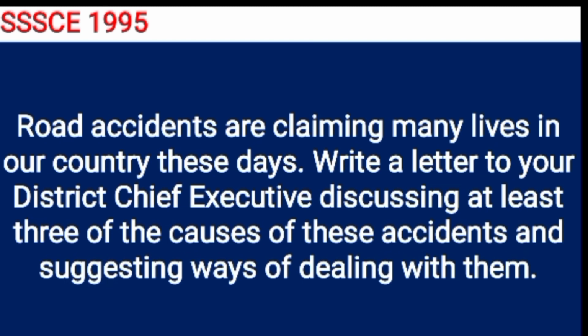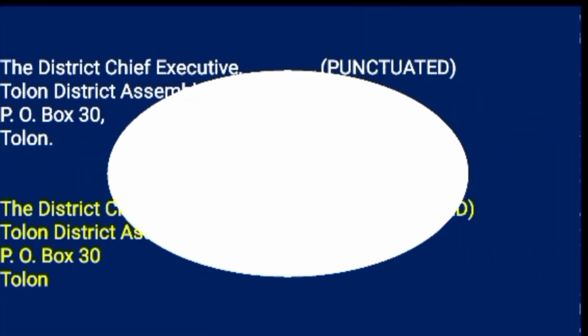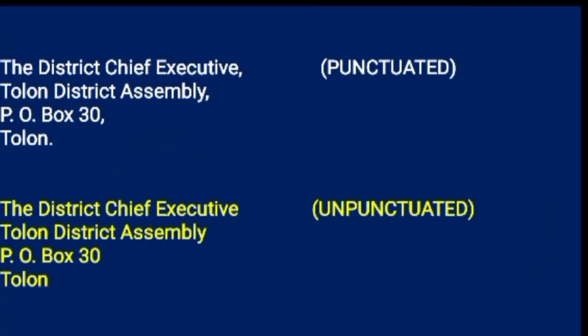So based on this question, it is clear that we are supposed to write the letter to the district chief executive. Now let's go ahead to write our recipient's address. So this is our recipient's address, both for the punctuated and the unpunctuated method. The recipient's address can be punctuated or unpunctuated. Any of them is acceptable. But take note, if your writer's address is punctuated, make sure you punctuate your recipient's address. If your writer's address is unpunctuated, then do not punctuate your recipient's address as well.